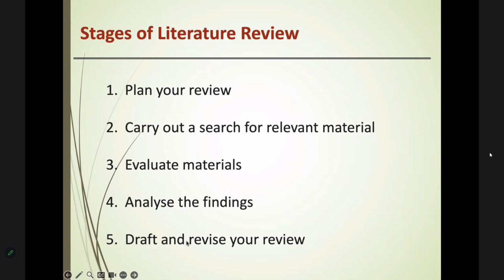So these stages are there, but you can't draw a line between the stages, because you will never know when you finish the first stage and start the second stage. These boundaries are very blurred and it's not clear, because it is a continuous process. Sometimes when you plan, you partly carry out the search and partly evaluate, analyze and draft. So all of these can happen simultaneously, or one after the other sequentially. It depends on how you do your literature review. But basically all these stages are there, right?